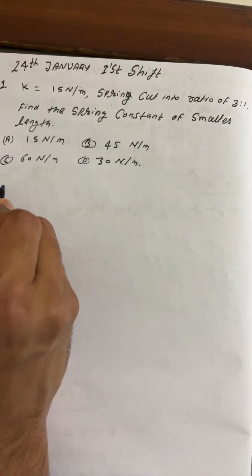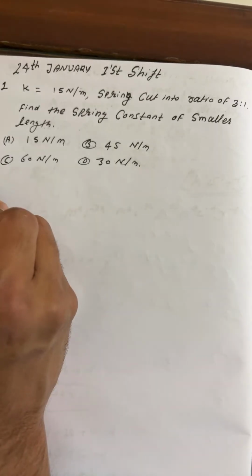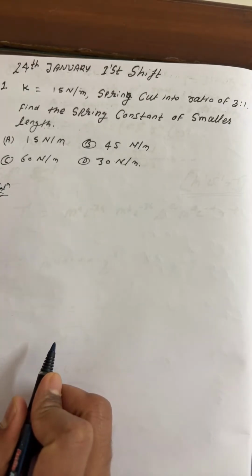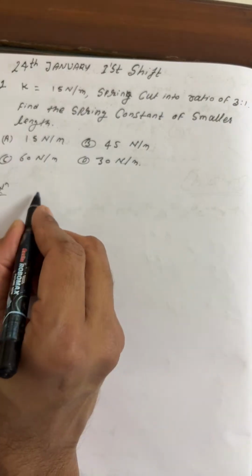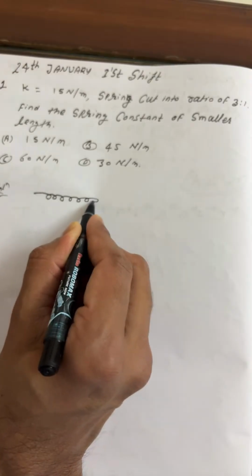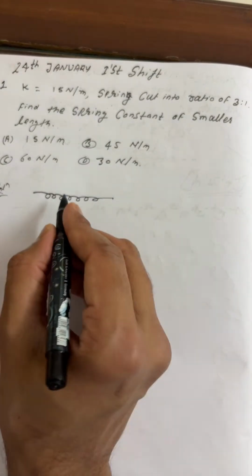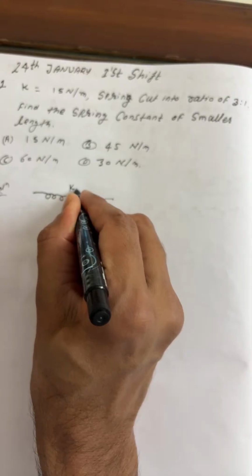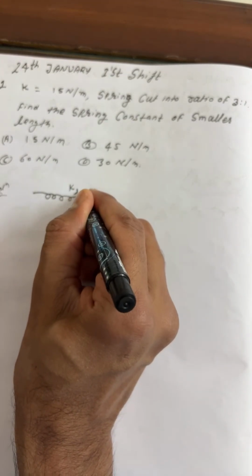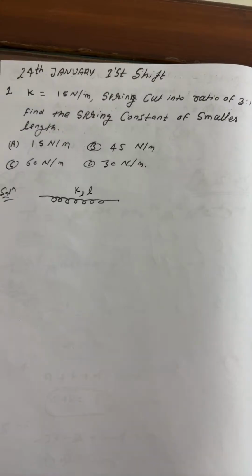So, have a look at the solution, my dear. Initially, take this spring. You can take the initial spring constant K before cutting, and L is the initial length. K is the spring constant, L is the initial length, right?